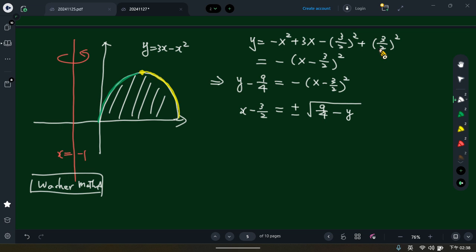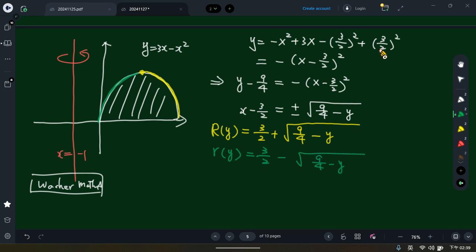So if we have this, we have 2 parts. The first part is the big R of y, equal to 3 over 2 plus the square root of 9 over 4 minus y. Then the small r of y is equal to this one. So please just have a mapping. The yellow part is for this one. The inner part is for this one.